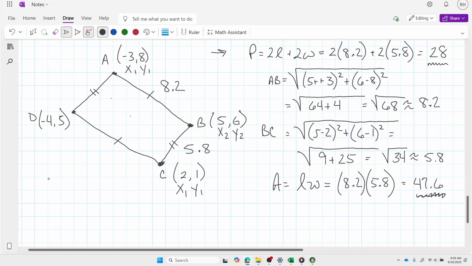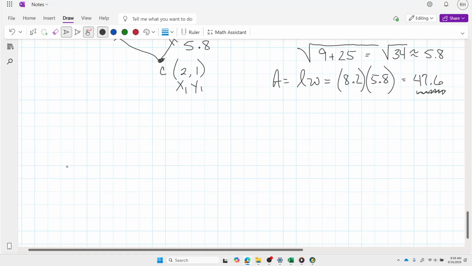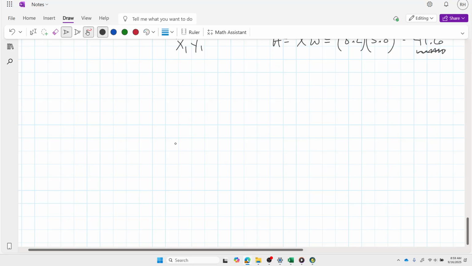The next thing you're going to do is find the circumference and area of a circle. And you're going to be given the coordinates of the center of the circle. So we're going to call this A, and it's at 3, 4. And then you're going to be given 1 point on the circle. So point B, and it's at 5, 1.